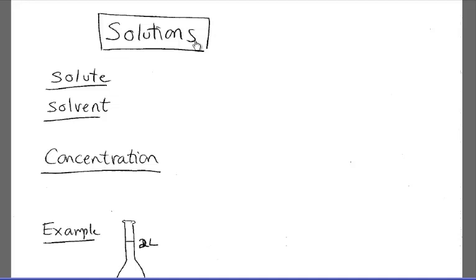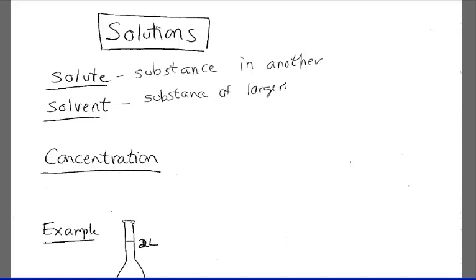When we make up a solution, there are two major parts: the solute and the solvent. The solute is something that you dissolve, a substance that you dissolve in another. And this substance can be a gas, it can be a liquid, it can even be a solid. The solvent is a substance of larger quantity that the solute dissolves in.